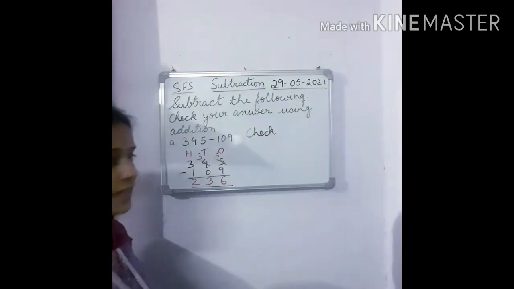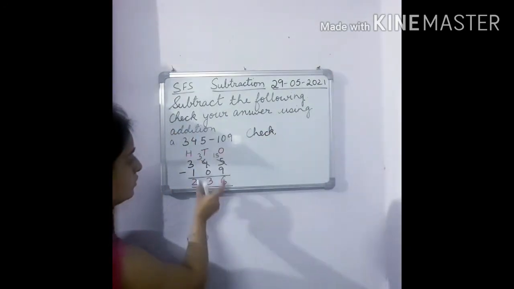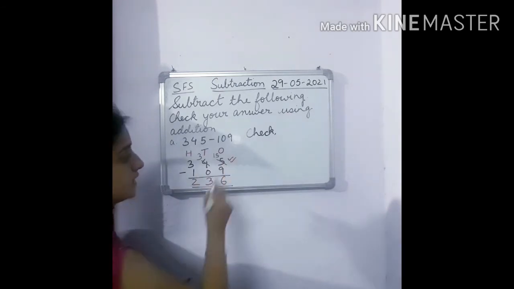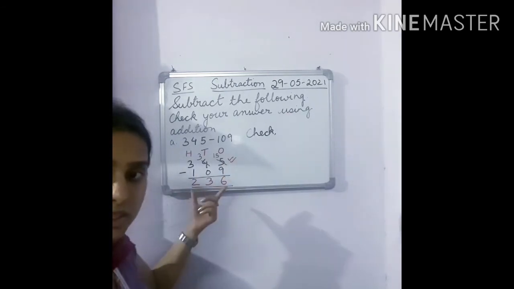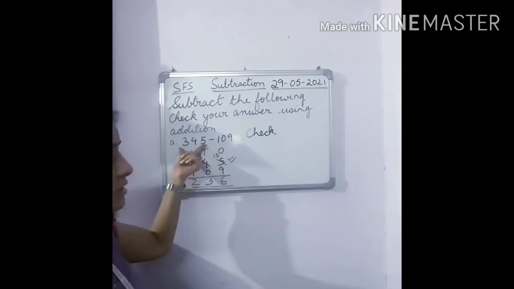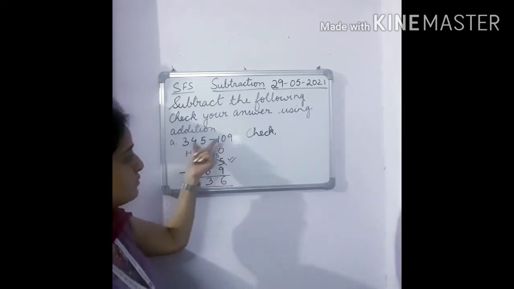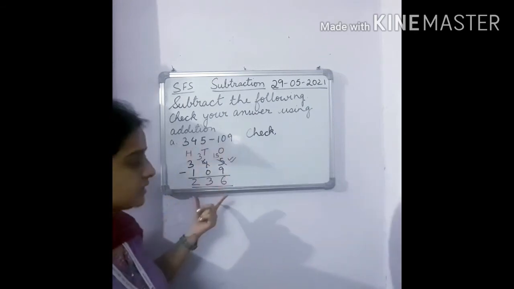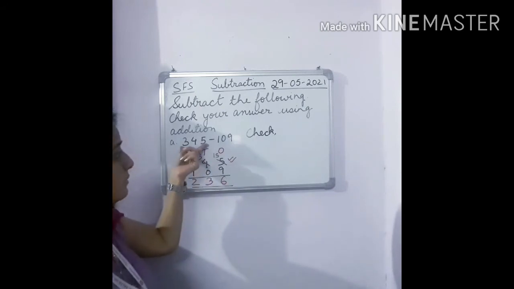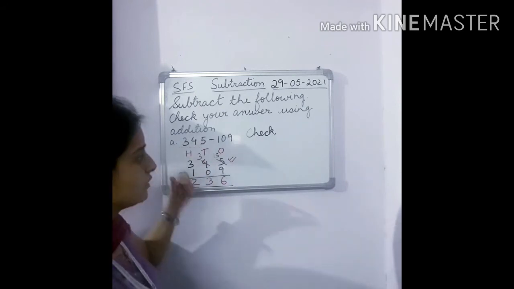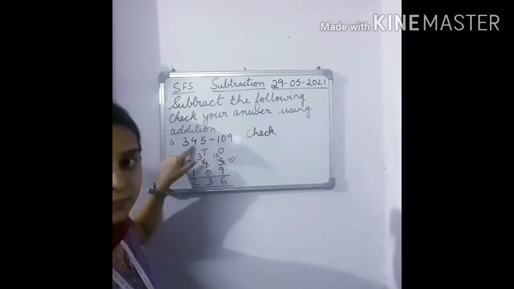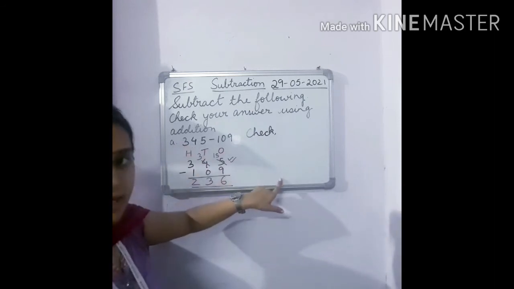So when we check the answer, children, what do we do? The total is this, right? You know that when we do subtraction, we do it from the total, right? We subtract the part to find the other part. So what is the total? The bigger number is what? 345. So we should get this as the sum. We should get the bigger number as the sum.